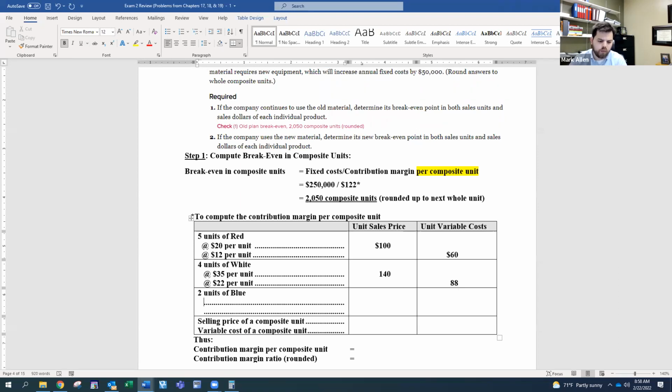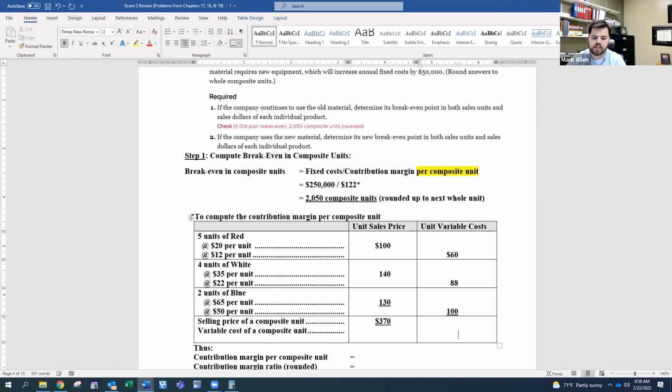Now, for the blue, it's going to work in much the same way. We were told blue sells at a price of $65 per unit. And we were told that our cost on blue is $50 per unit. 65 times 2 is 130, and 50 times 2 is 100. Now, at this point, we're ready to go. All we need to do is add straight down. So my unit sales price per composite unit is just the sum of all of those. 100 plus 140 is 240, plus 130 is 370. And then 60 plus 88 is 148, plus 100 is $248. So we now have our 2 pieces.